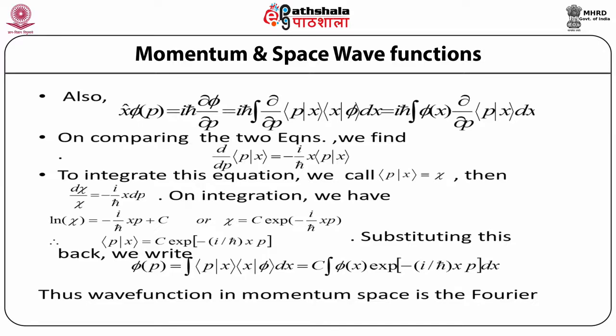Therefore, bra vector p ket vector x is equal to c times exponential of minus i by h cross xp, and substituting this result back in the above equation, we can write the equation for the wave function phi(p) as phi(p) is equal to integration over dx, bra vector p ket vector x, bra vector x ket vector phi, which is equal to c times integration over dx phi(x) exponential to the power minus i by h cross xp.